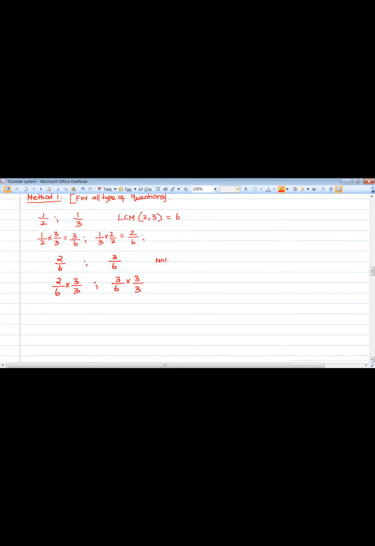So here let me write one note. If you need two fractions in between two given fractions, you should multiply by 3 or more than 3.